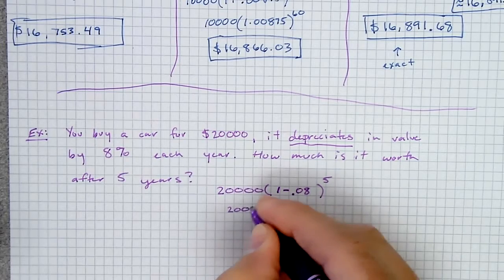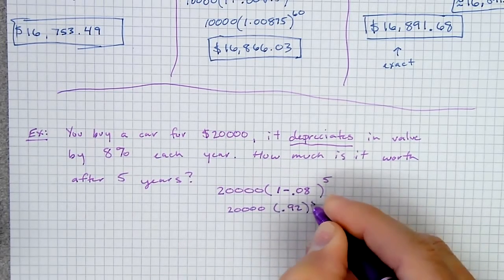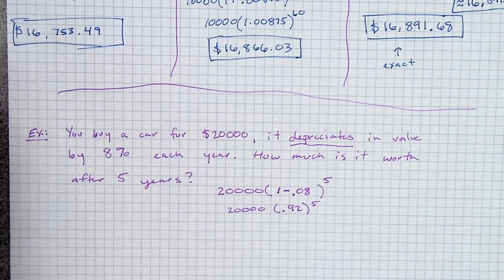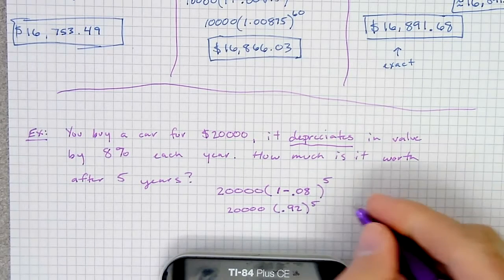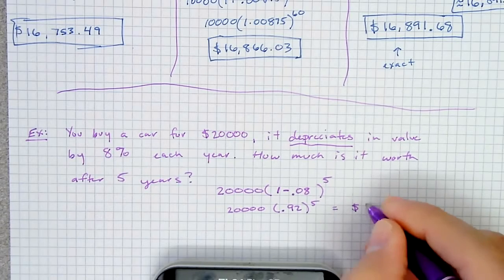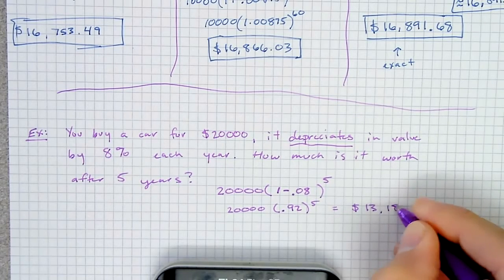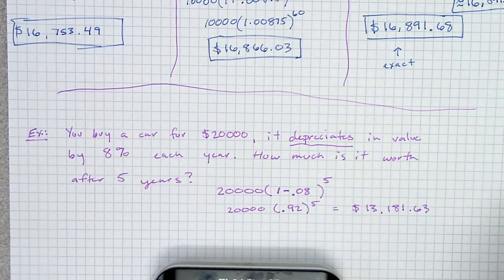Okay, so we got 20,000 times 0.92 raised to the 5th power. So after 5 years, your $20,000 car is now only worth $13,181.63.